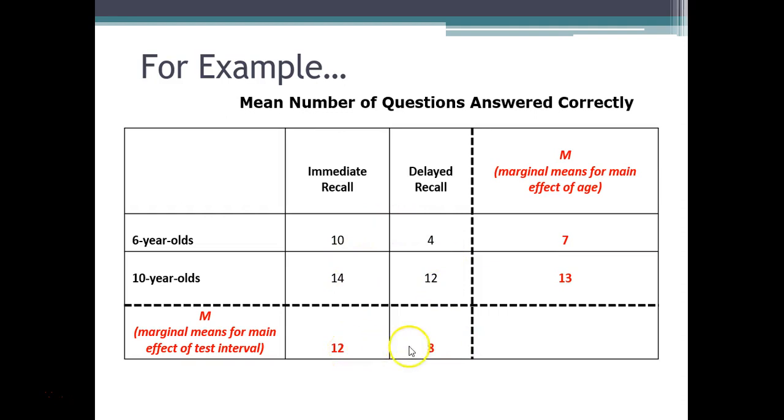And so we would say, yes, these numbers are different. We have a main effect of test interval, that children who take an immediate recall test perform better than children who take a delayed recall test.